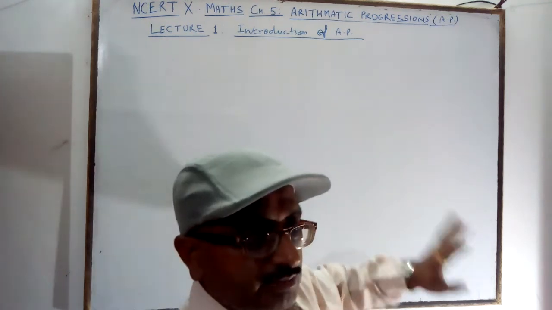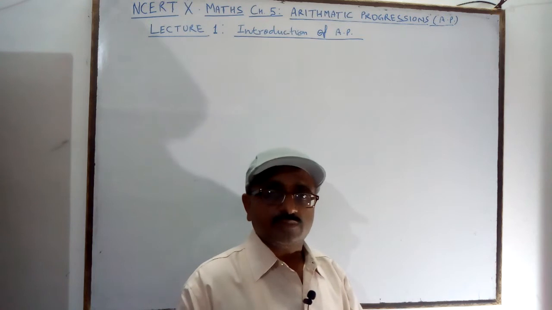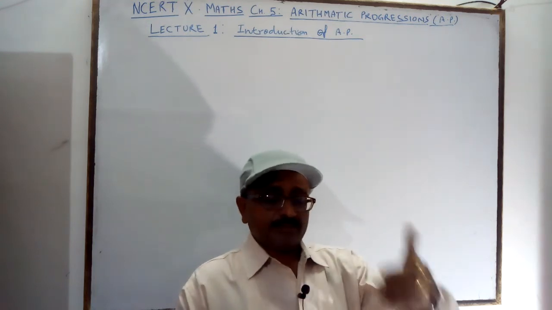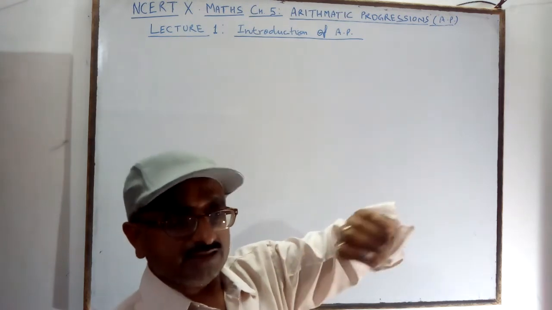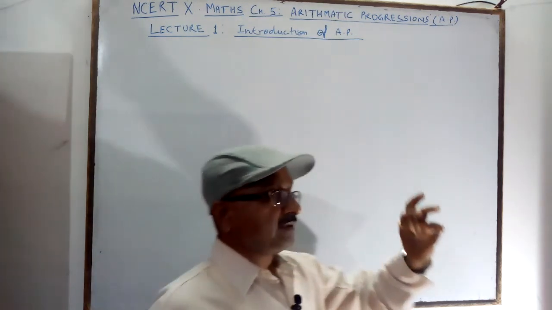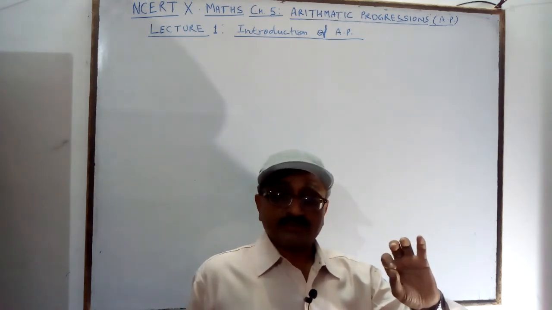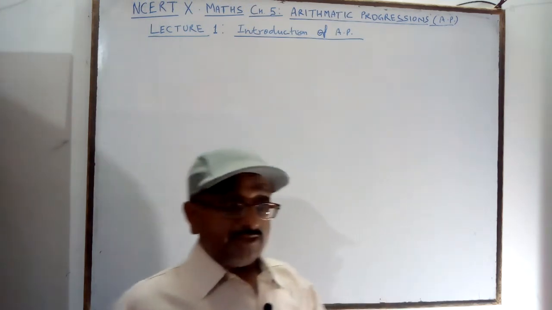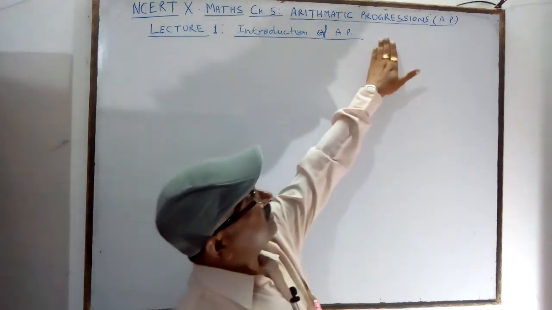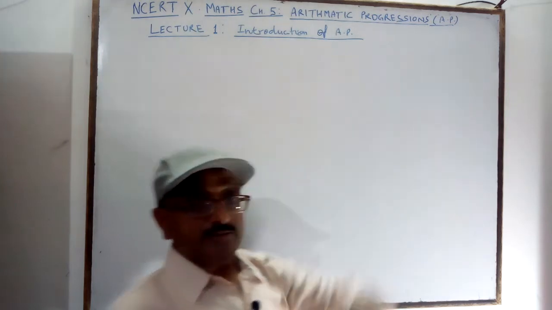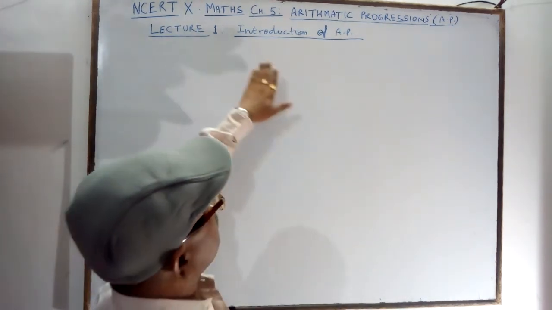It is a very common chapter, and we know the number system. Natural numbers, real numbers. Real numbers are the set of all types of numbers, rational and irrational. So whole numbers, natural numbers, integers, rational numbers, and irrational numbers are all here. You can get their arithmetic progression. But what is arithmetic progression? It is very important to know.